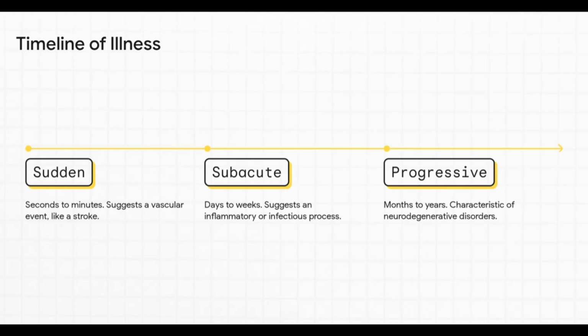And you know, the timeline is one of the biggest clues you'll get. Was the onset sudden, happening over seconds or minutes, like a gunshot? That just screams a vascular event, something like a stroke. Or was it more subacute, unfolding over days and weeks? That makes you think about an inflammatory process, maybe an infection. Or has it been this slow, grinding, progressive decline over months, maybe even years? That's the classic signature of a slow poison, like a neurodegenerative disease. You see, the timing tells a huge part of the story.